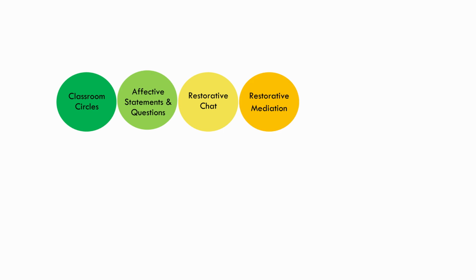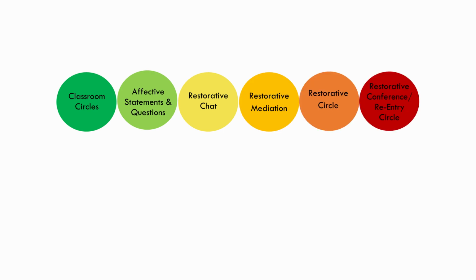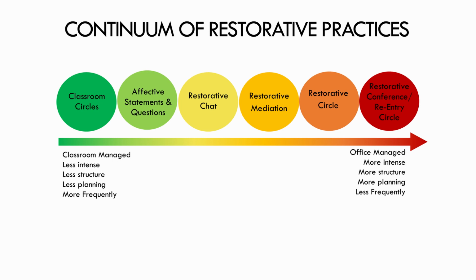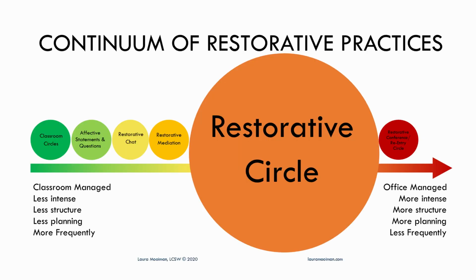These restorative processes include classroom circles for community building, maybe instruction or even problem solving, affective language, restorative chats, restorative mediation, restorative circles, and restorative conferences and reentry circles. These practices are on a continuum, ranging from low intensity, less planning, classroom-based strategies, all the way to higher intensity, more structured and mainly office-managed interventions. In this session, we'll be talking about restorative circles and how they help us come to understanding and make things right. So what exactly are restorative circles?